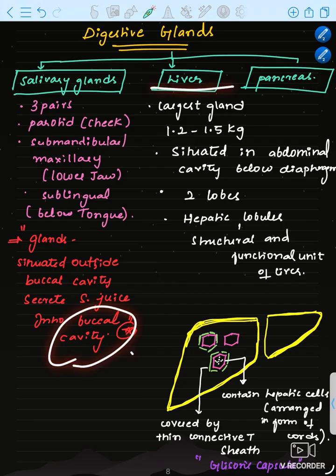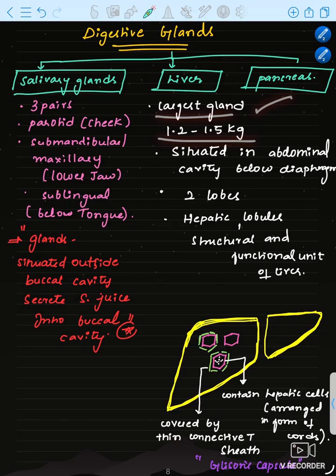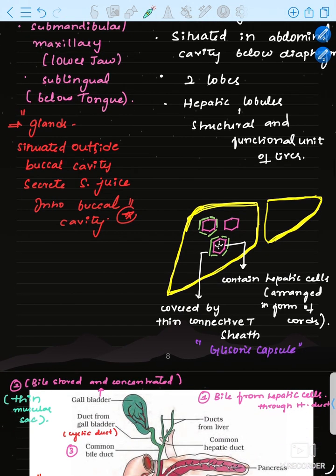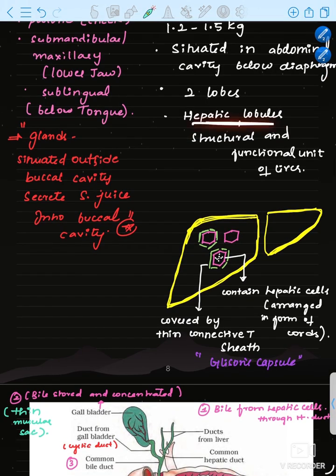Now liver, we all know liver is the largest gland and its weight is 1.2 to 1.5 kg, and its anatomical position is, it is situated in the abdominal cavity, of course, below the diaphragm. Okay. Next one is liver has 2 lobes. You can see here liver has 2 lobes, and in liver you can see these are the hepatic lobules. Hepatic lobules you all know from childhood. Hepatic lobules are the structural and functional unit of liver.